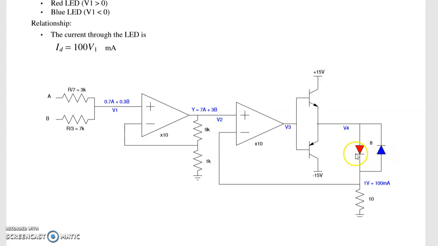Put the two diodes in parallel so that when the voltage is positive, or actually when the current is positive, the red LED turns on. When the current's negative, the blue LED turns on. And then I've got the current is 7A plus 3B, where 1 volt means 100 milliamps.